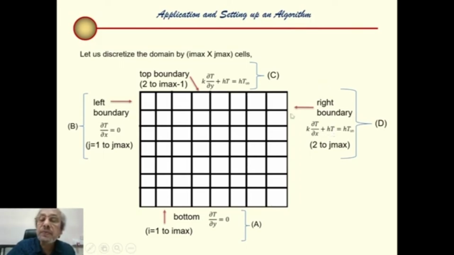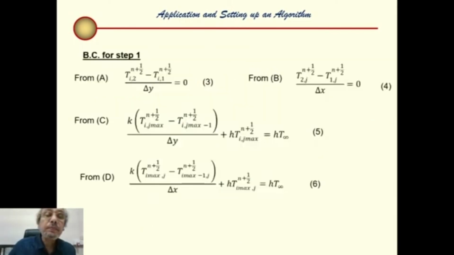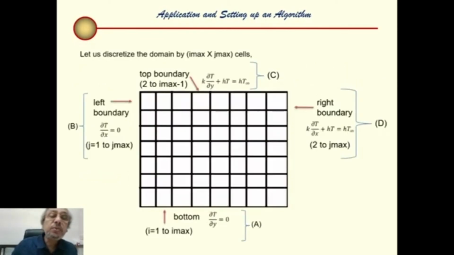T is the temperature of the end node, everywhere, all these end nodes. And the total domain, I goes from 1 to I max. I max may be 10, 20, 30, 40, and in this direction J goes from 1 to J max. Same, J max can be 10, 20, 30, 40, whatever is the grid size we want to deploy.